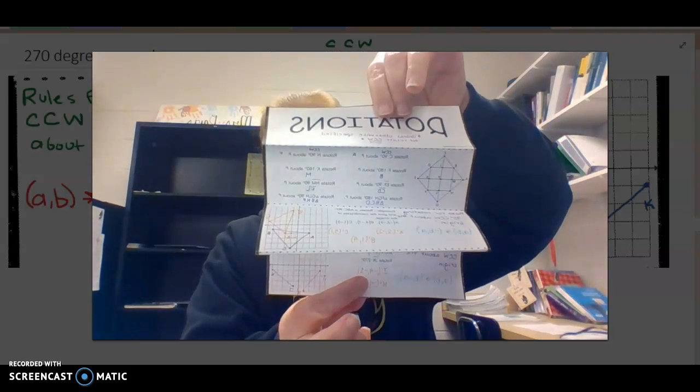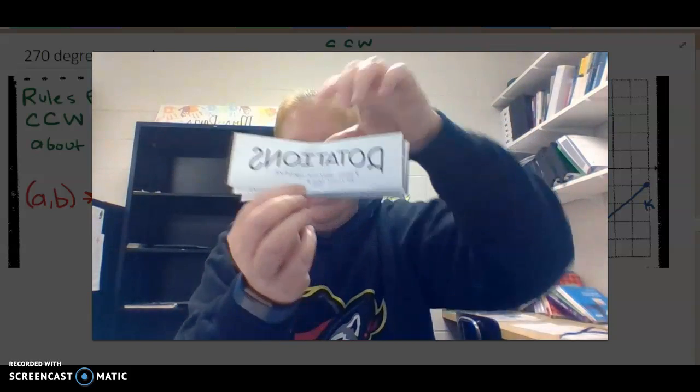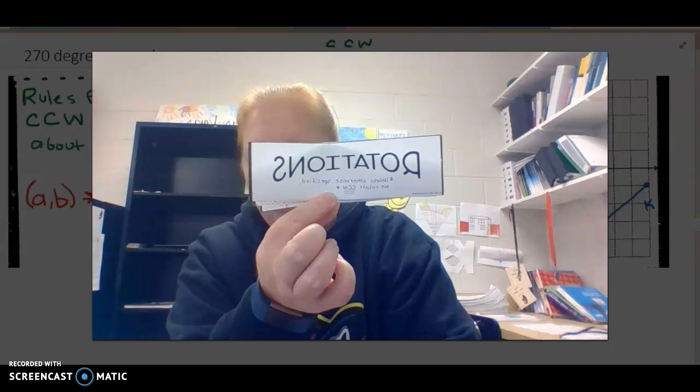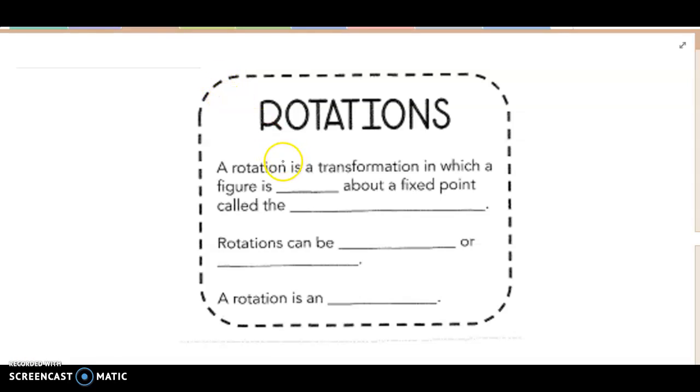Then I'm going to paste this into my ISN with the little bubble that we're going to do here in just a minute on the same page. All right, so here's the little bubble for the rotation. So a rotation is a transformation in which a figure is turned or rotated about a fixed point called the center of rotation. And as we've talked about in this class, that center of rotation will always be the origin.